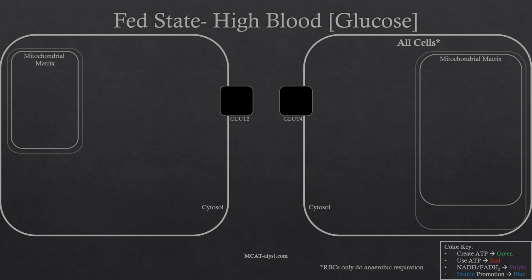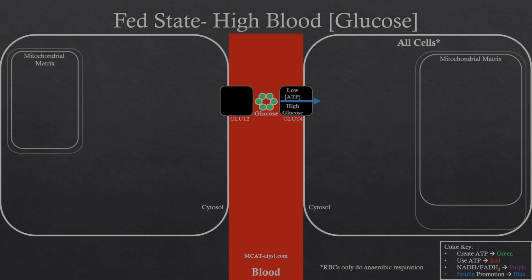Red blood cells, whenever we're talking through this, are only going to be doing anaerobic respiration because they do not have mitochondria. But basically, all of these other cells in the body are going to be taking glucose from the blood and using GLUT4, they're going to ship glucose into their cytosol whenever we have high glucose conditions. High glucose conditions and low energy, low ATP levels.